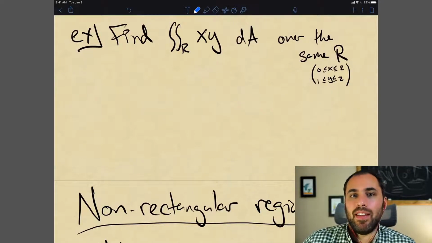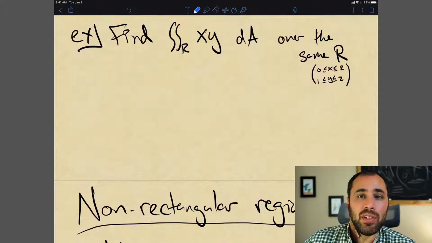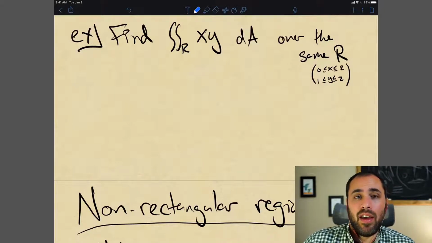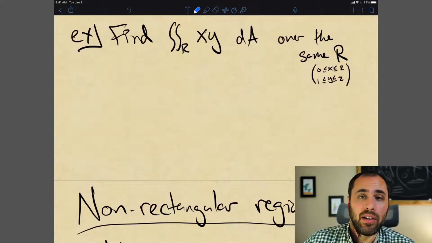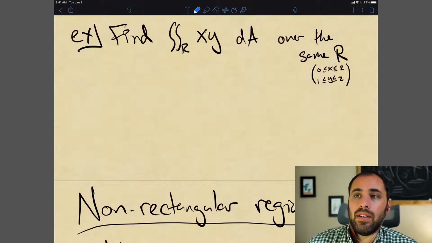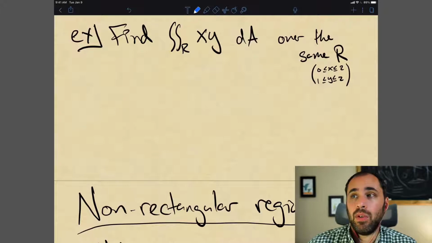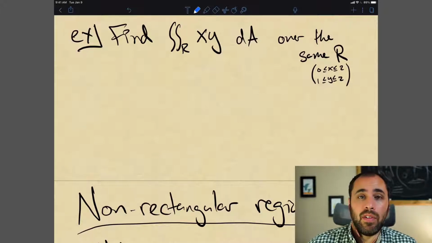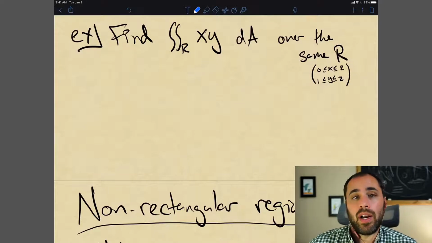Hi, in this video we'll do an example using iterated integrals, and then we'll talk about calculating integrals over regions that are not rectangular. So I'll leave this one up to you to try. We can compute the integral of the function xy over the rectangular region where x is between 0 and 2 and y is between 1 and 2.